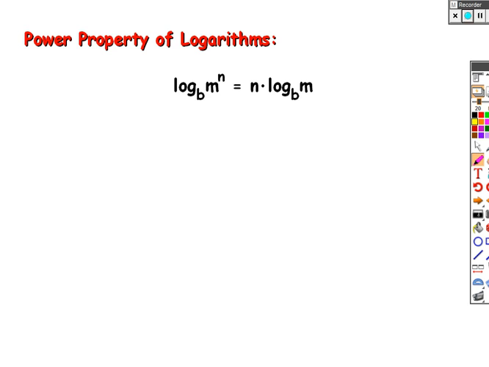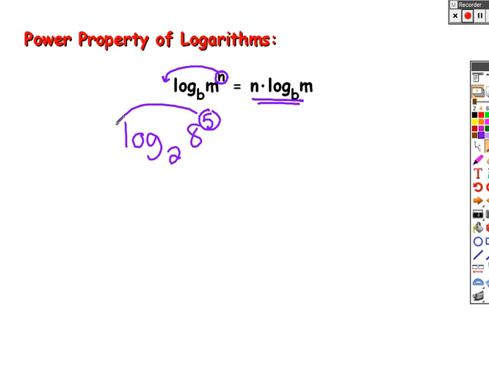Third one, the power property of logarithms. Essentially what this property is saying is if I have an exponent in my argument, I could bring that exponent out front and it should be equivalent to the original expression. So numerically, if I brought this exponent on the argument out front in front of the log, I'd have something like this: 5 times log base 2 of 8. These should actually be equivalent. So let's take a look and simplify.